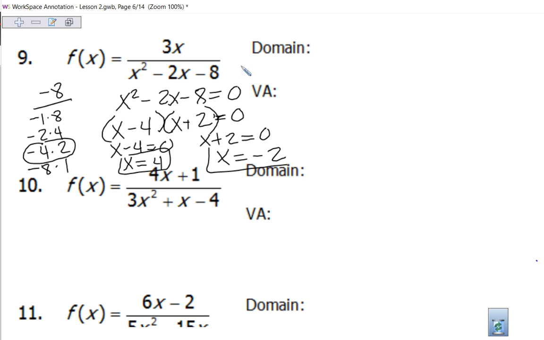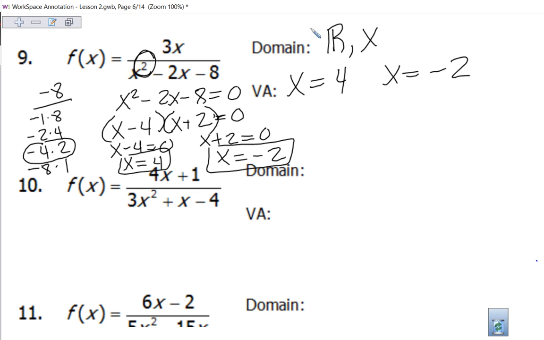Oh, okay. So over here we have two asymptotes, so because of the square, you'll have two vertical asymptotes. The first one is x equals 4, the second one is x equals negative 2. So that means my domain is all real numbers except x cannot equal 4, and x cannot equal what? Negative 2. So x can't be 4 or negative 2. Okay, the next one, number 10.